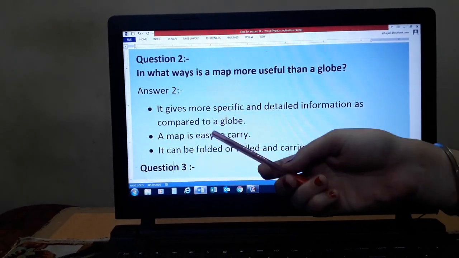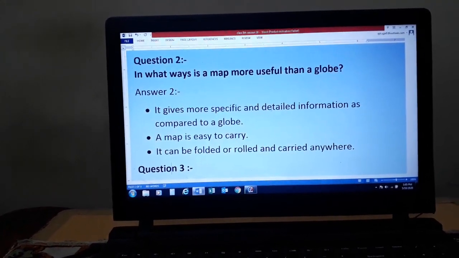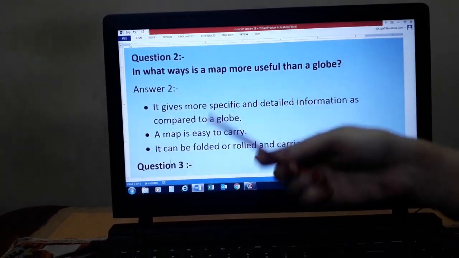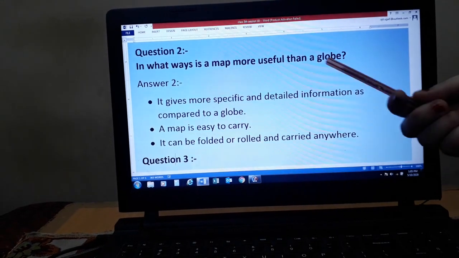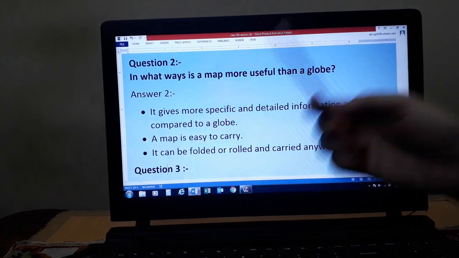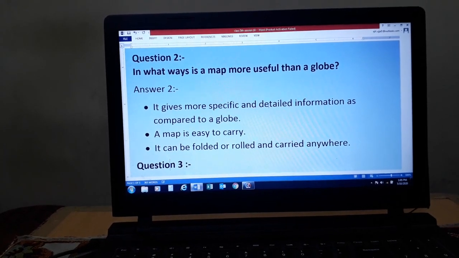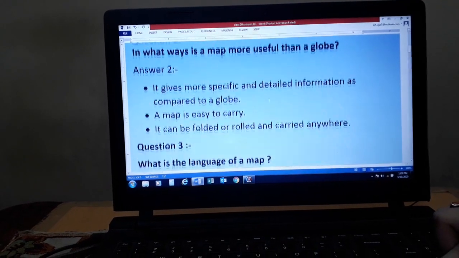A map is also easy to carry, students. It is not heavy like a globe. It is easy to carry. It can be folded, rolled and carried anywhere. Students, it is basically a piece of paper, so you can fold it, you can roll it and you can carry it anywhere, wherever you go.